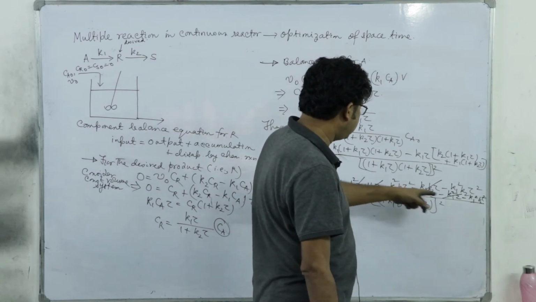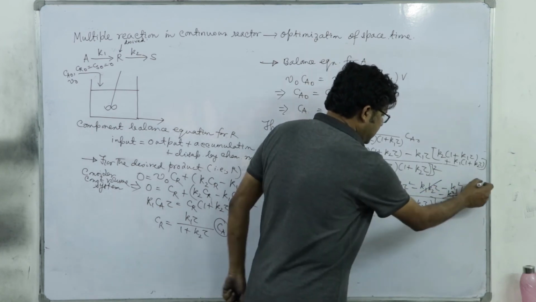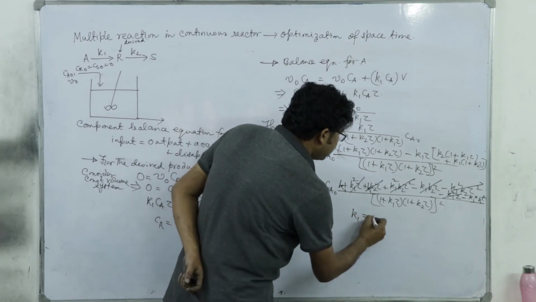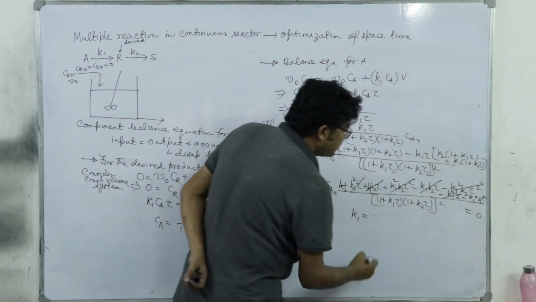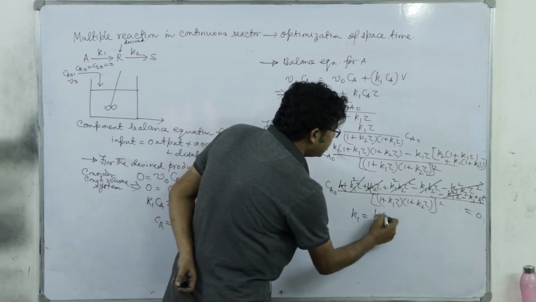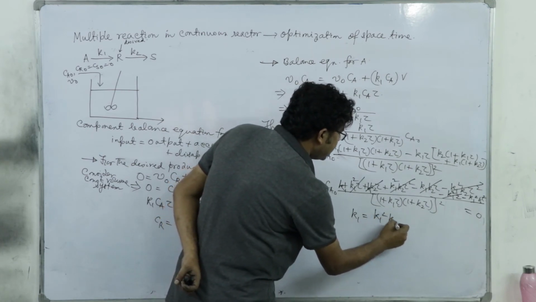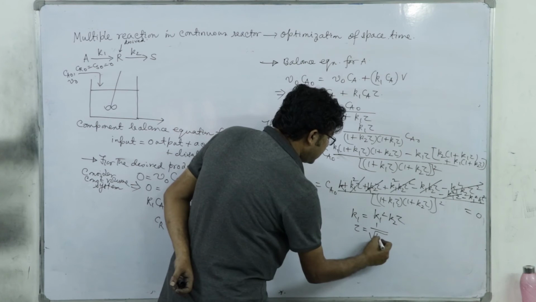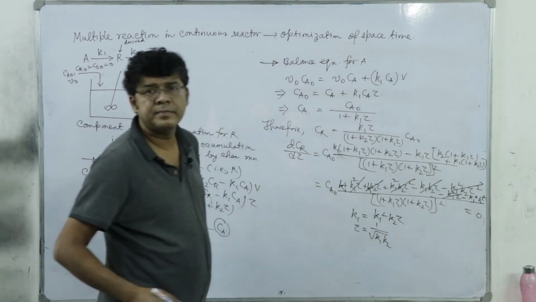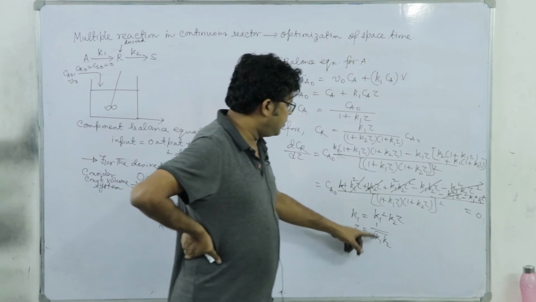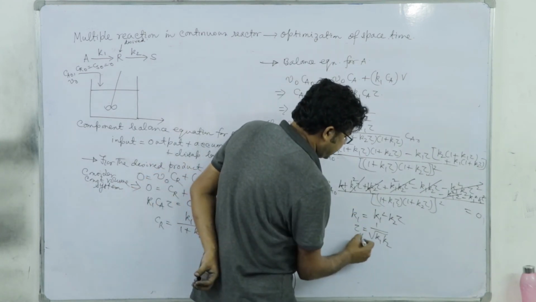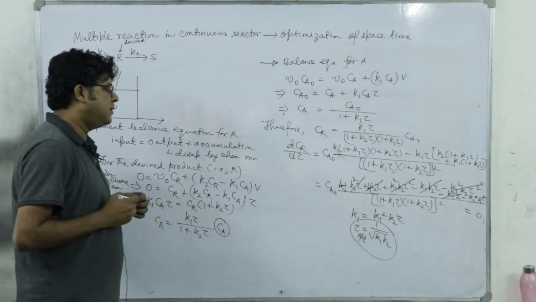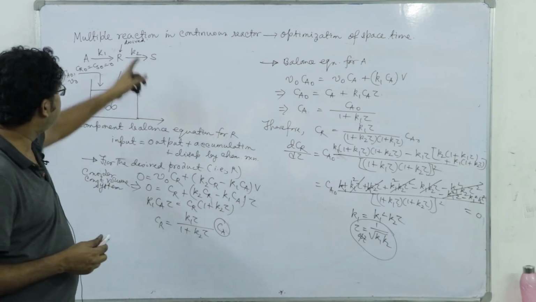K1 square K2 tau square, K1 square K2 tau square, that also cancel out. So we have K1 is equal to, because this is set equal to 0, it is K1 square K2 tau. So tau will be under root of 1 by K1 K2, and that is basically the tau optimum, which will maximize the desired product, right, which is R.